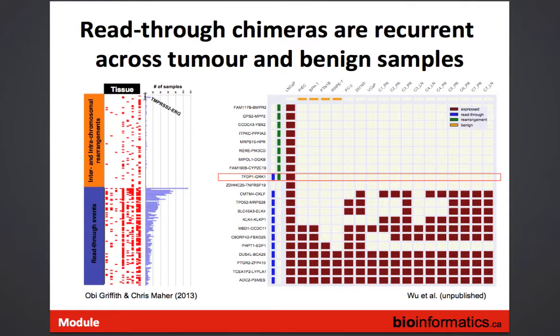And it's just showing that the only thing that's really recurrent here out of all of these events is TMPRSS2-ERG. And then there's a whole number of gene fusions that are pretty much only in one sample. And this can be contrasted to the read-throughs, which are often found in many, many samples. And I'm just going to skip this image on the right.